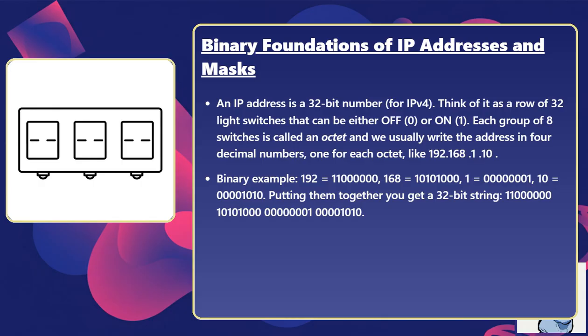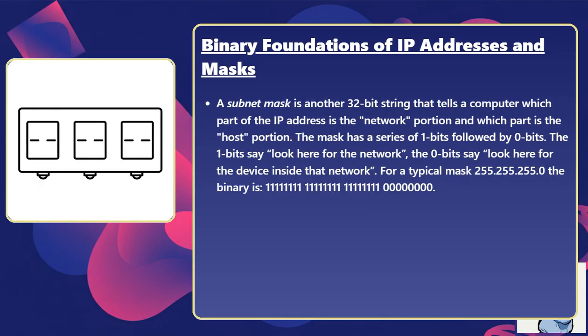11000000 10101000 00000000 00000001 00001010. A subnet mask is another 32-bit string that tells a computer which part of the IP address is the network portion and which part is the host portion. The mask has a series of 1 bits followed by 0 bits.